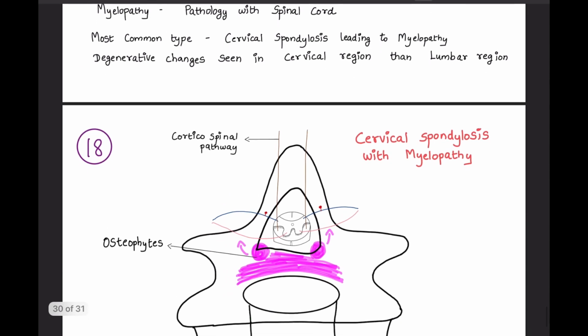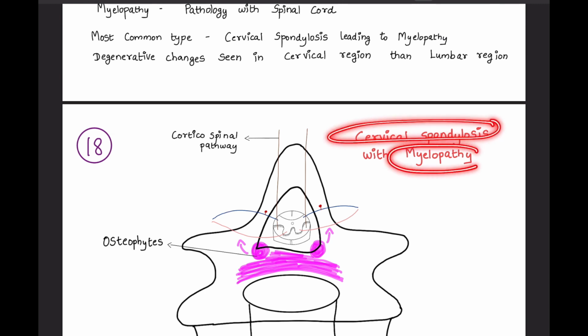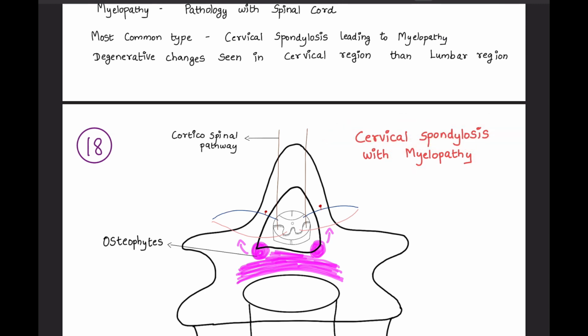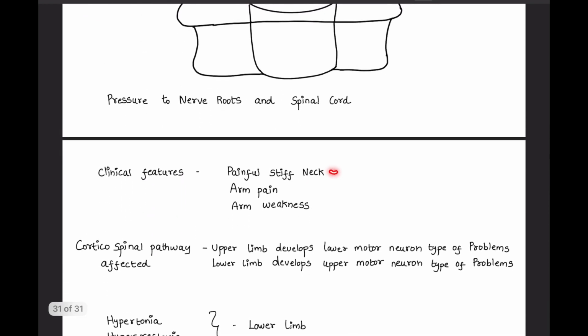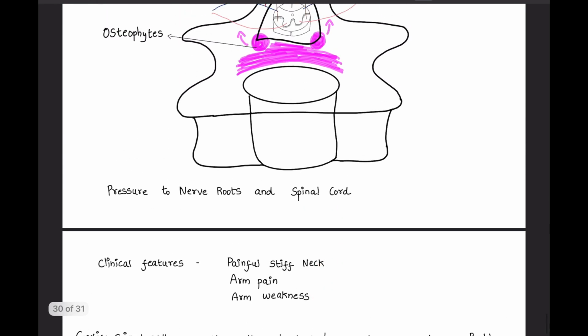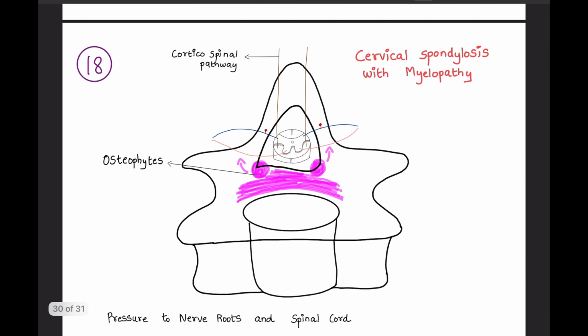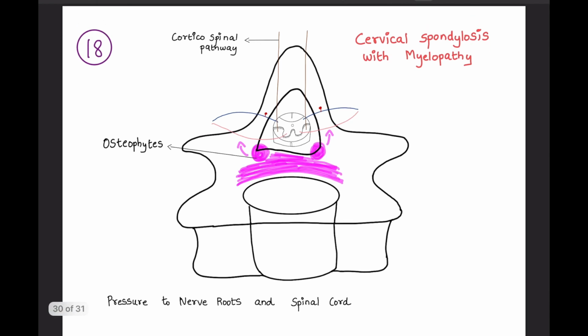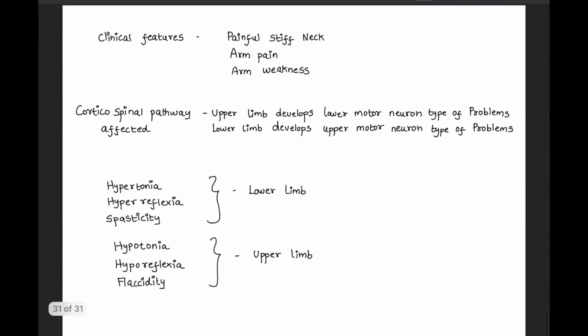And know that this is the most common condition, comes under the type of cervical spondylosis leading to the myelopathy, that is pathology of the spinal cord. In this condition, the patient presents with a painful stiff neck, arm pain and arm weakness. Please note that all the nerve fibers, sensory nerve fibers, motor nerve fibers are also affected, and in such a way the corticospinal pathway from your brain to your spinal cord, that is your upper motor neuron, is also affected. Then you have your clinical features according to that.